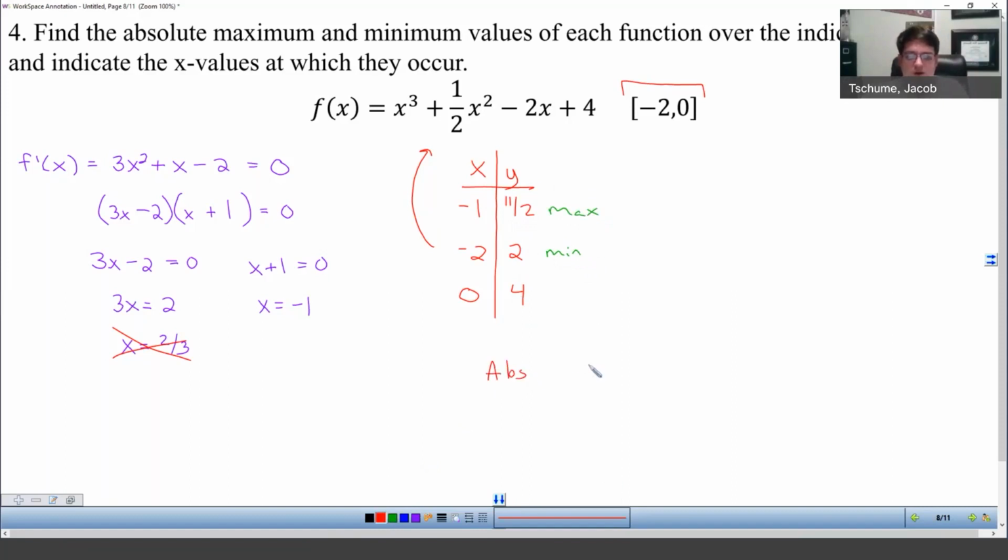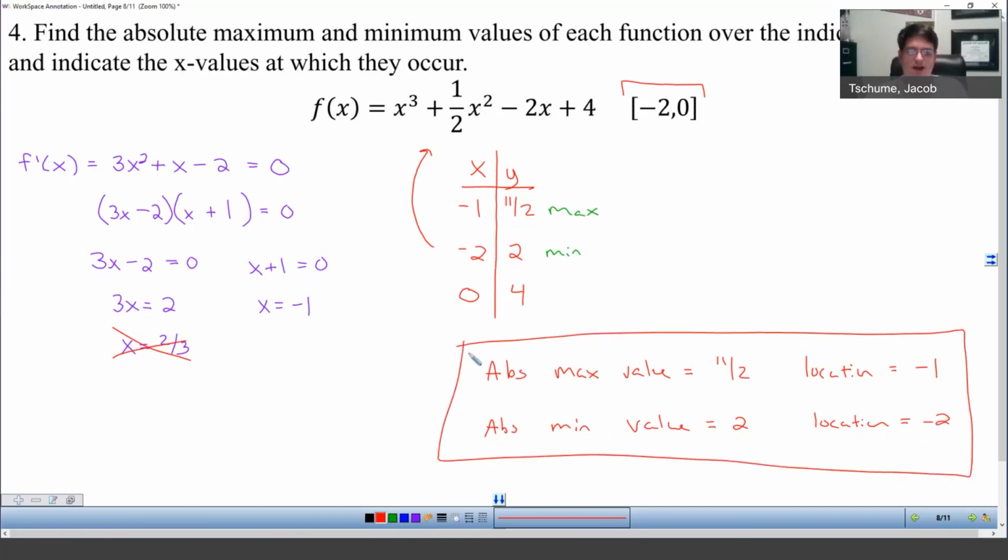So to answer my questions, if you have your absolute maximum value, that's going to be 11/2, and the location of that one occurred at -1. Your absolute minimum value, in this case, is 2, and it occurs at a location of -2. And there are the values that you need for your absolute max and min.